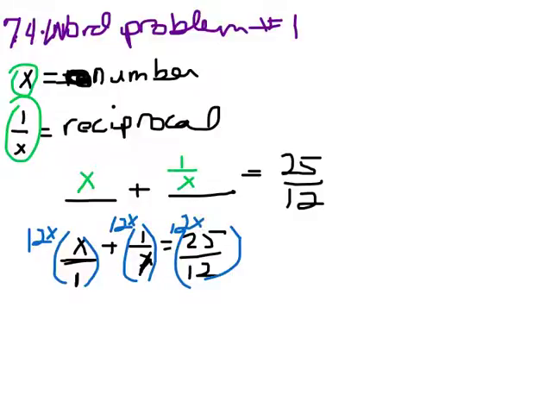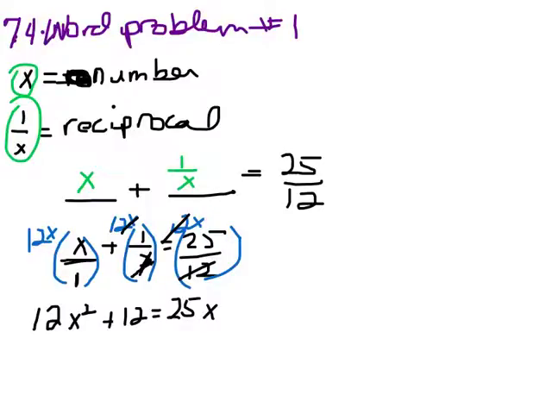Okay. So, if I look and see what I've got left, 12x times x is 12x squared. If I cross the x's out here, cancel the x's out, I'd have 12 times 1 is 12. And over here, if I cross the 12's out, I have 25x. Still have an x left, though.